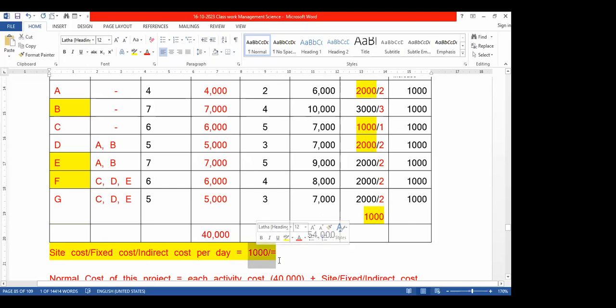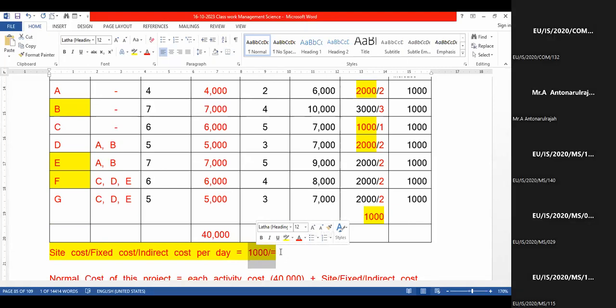Right? These two logics you have to understand clearly. The activity cost will increase, while the fixed cost or indirect cost will be reduced, because crashing reduces the total duration of the project. So these two ideologies are there. You have to carefully distinguish these two aspects, otherwise you may get confused.